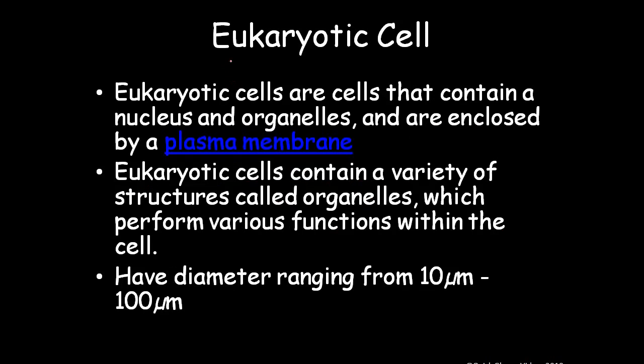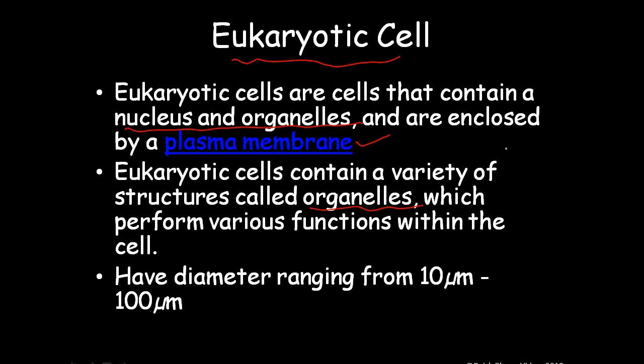Now moving to the eukaryotic cell. Eukaryotic cells are cells that contain a nucleus and organelles. In prokaryotic cells, these were absent, and the cell is only enclosed in a plasma membrane. This is one of the major differentiators between eukaryotic and prokaryotic cells. Eukaryotic cells contain a variety of structures called organelles, which perform various functions within the cell.